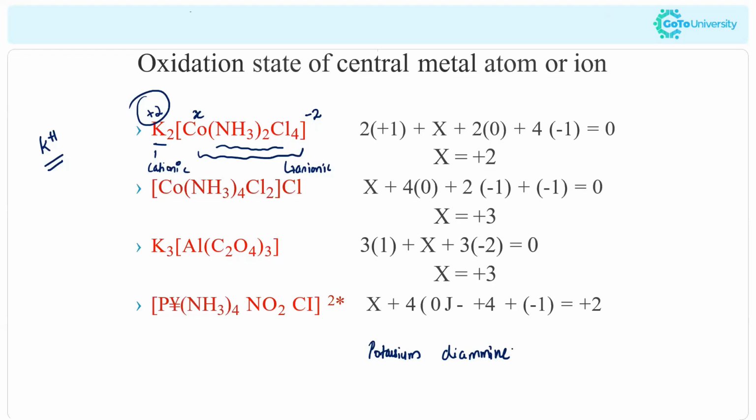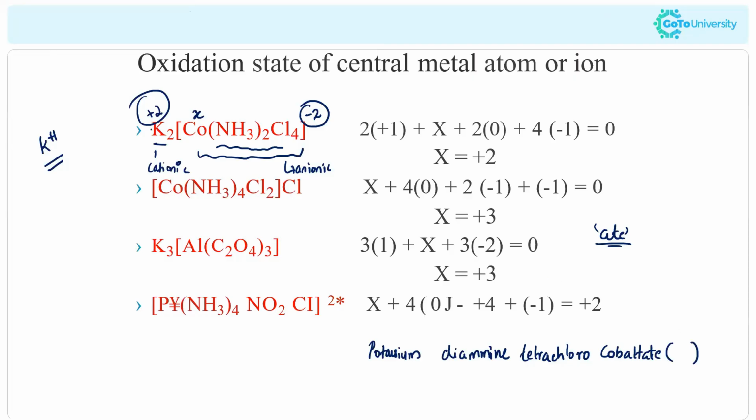potassium diammine. Now, how many chlorine atoms are here? 4. So, tetrachloro. Okay, diammine tetrachloro. Now, that is done. The remaining is only the metal. But here the metal is a part of the negatively charged coordination sphere. So, the name of the metal should end with -ate. So, we will write it as potassium diammine tetrachlorocobaltate.